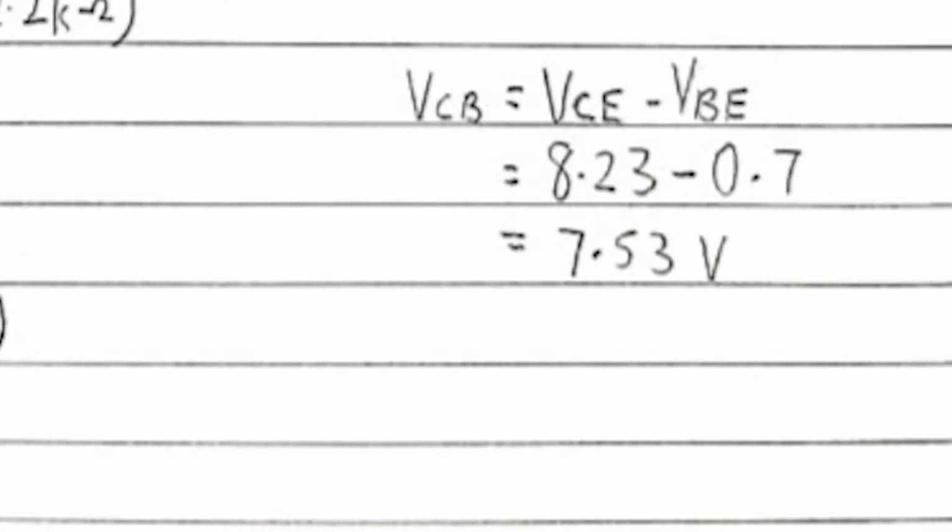While to calculate collector to base voltage VCB, the formula is VCE minus VBE. The value of VCE is again 8.23 volt, while the voltage of VBE is equal to 0.7. So the value of VCB is 7.53.